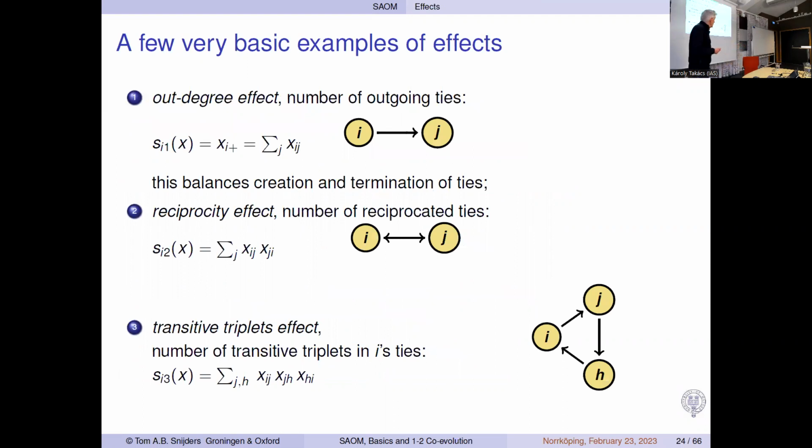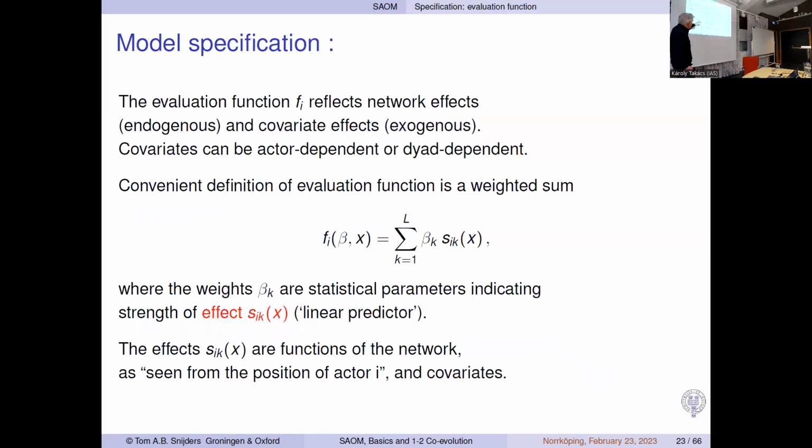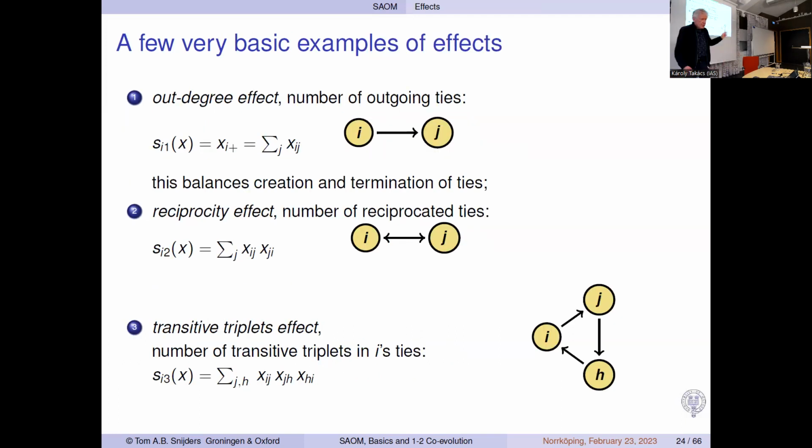This is just an overview of three very elementary effects: the number of outgoing ties, the so-called out-degree effect, and the parameter beta with which this effect is multiplied. The parameter of the out-degree effect gives the balance between creation and dropping of ties, because with the creation of a tie, the out-degree will become one more, and with a tie drop, the out-degree will decrease by one.